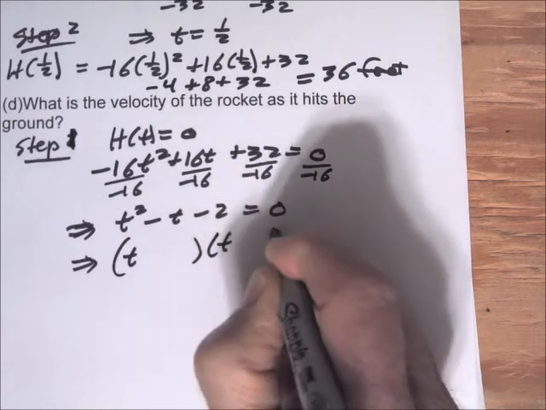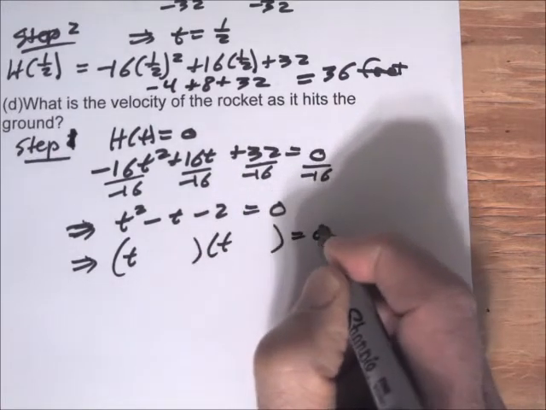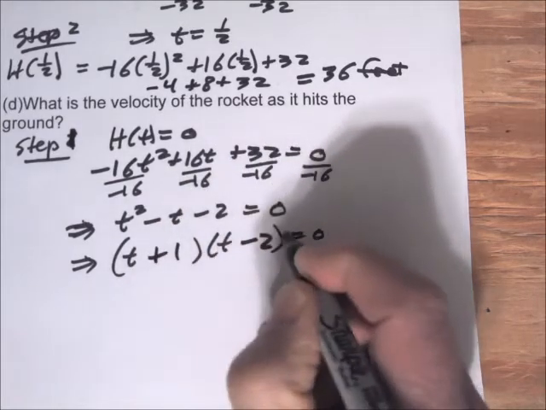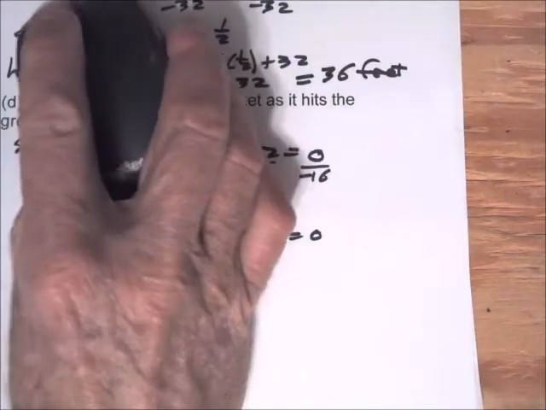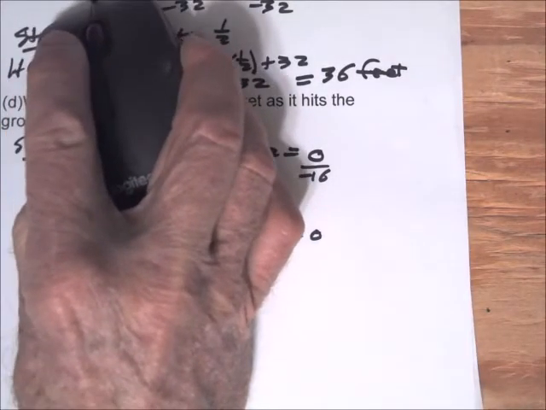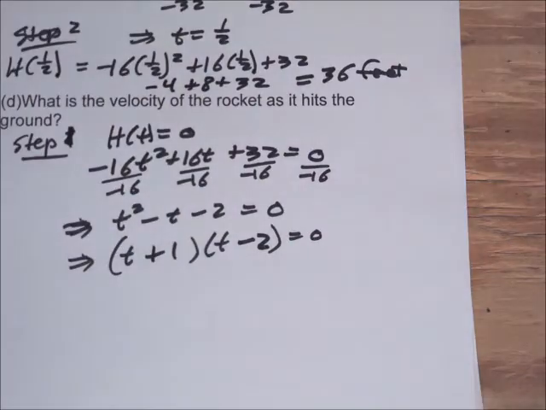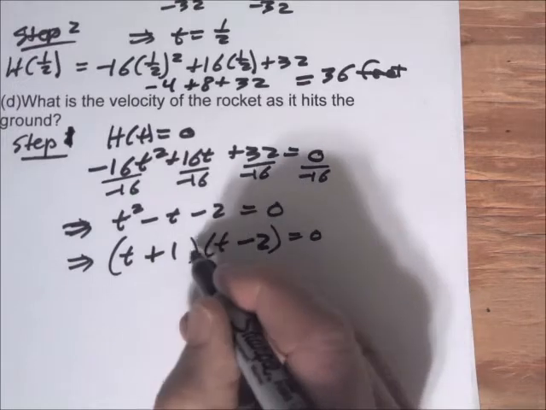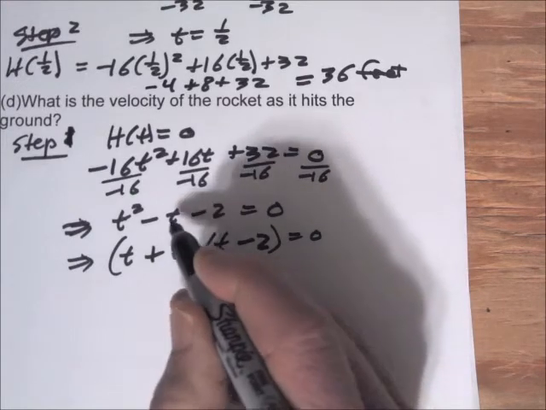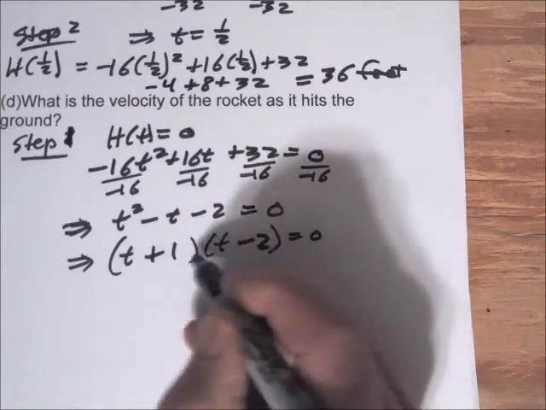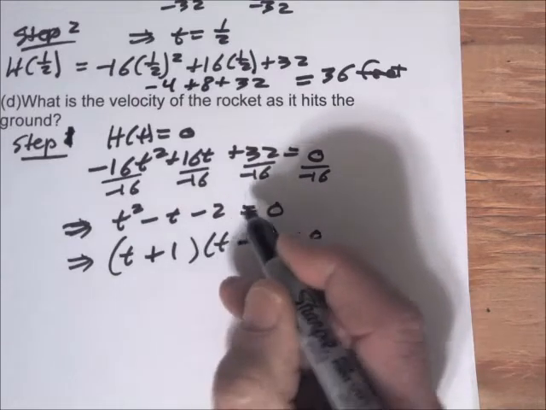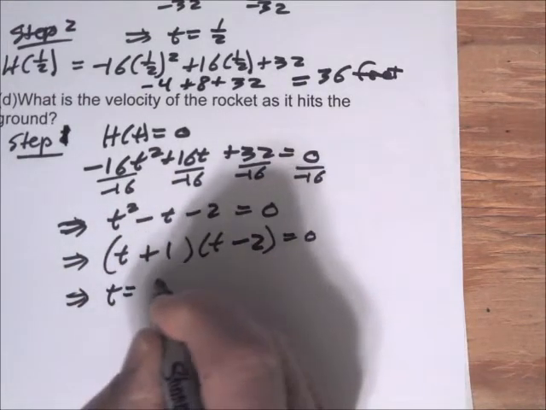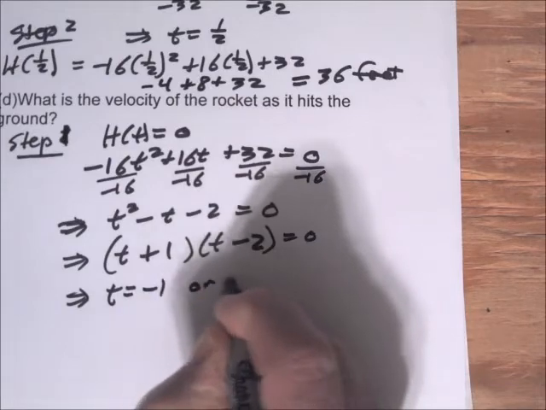t times t is t squared. We need two numbers that multiply to negative 2 and add up to negative 1. So let's try 1 and negative 2. And you can check with the FOIL method. t times t is t squared. Outer product negative 2t. Inner product 1t. Add those, you get negative 1t. Last times last, 1 times negative 2 is negative 2. So that means this will be 0 when t is equal to negative 1, or t is equal to 2.